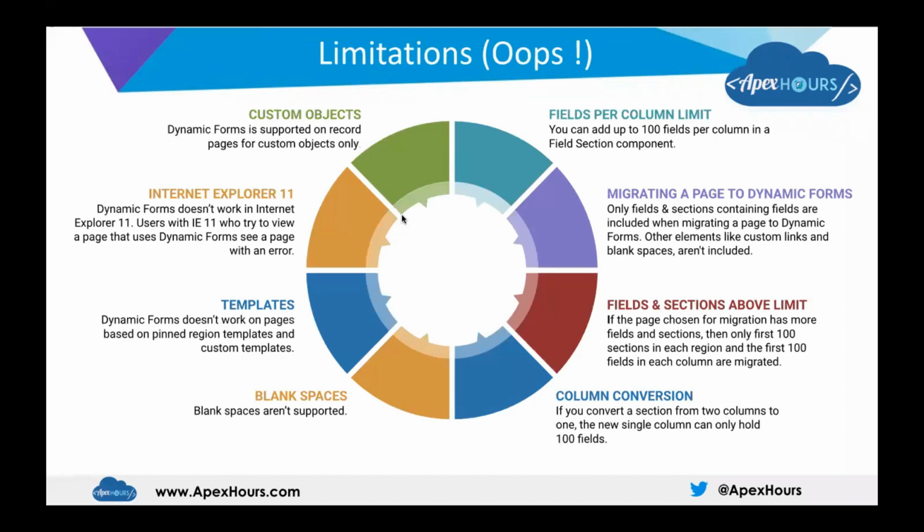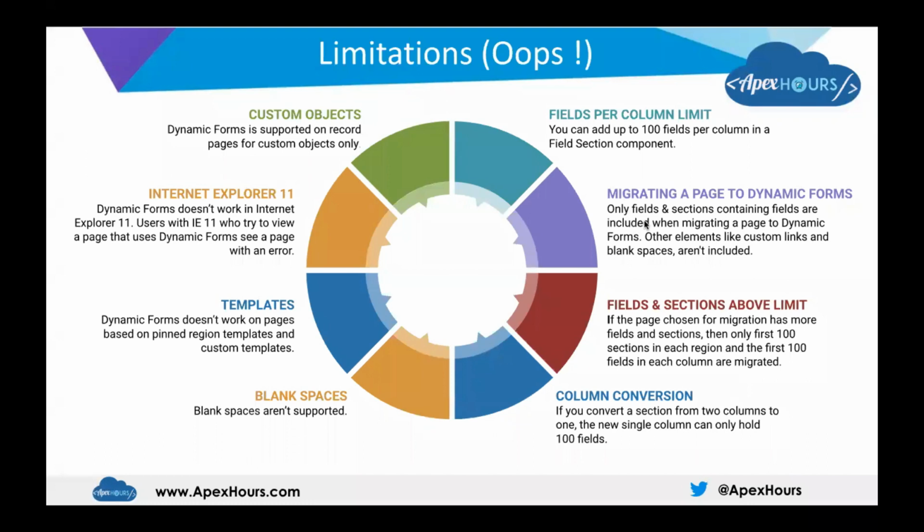Now, before we get excited about dynamic forms, there are some limitations that we need to be aware of. Note that dynamic forms is currently supported on record pages for custom objects only. It is generally available for custom objects only. For standard objects, you will still need to wait for a couple of releases more. The last I heard was that it should become GA for standard objects in the Summer '21 release. The other constraint is that you can add up to 100 fields per column in a field section component.